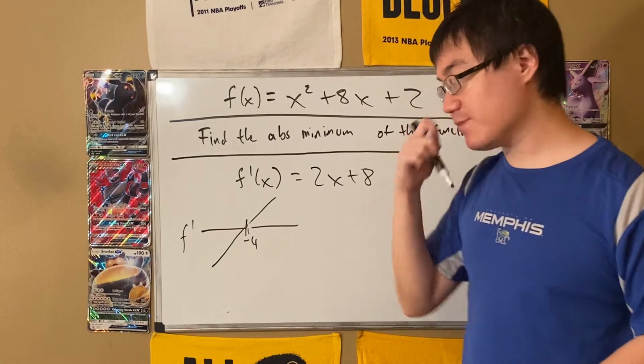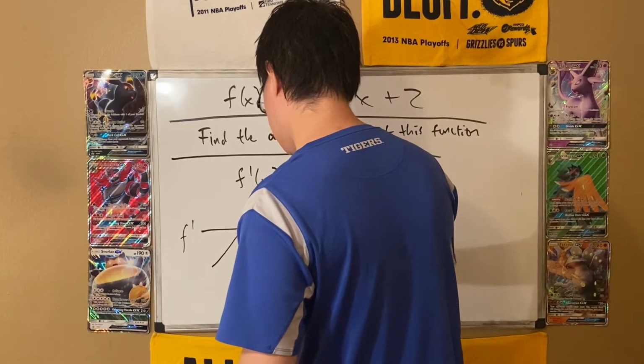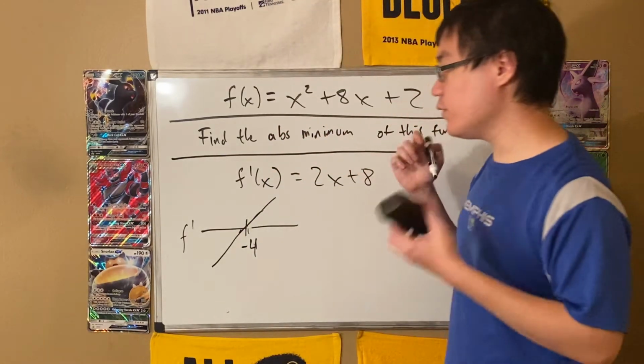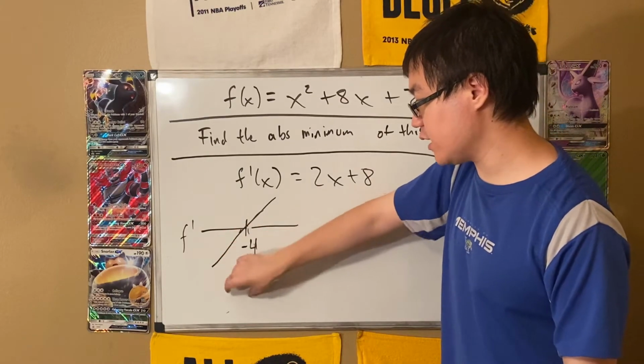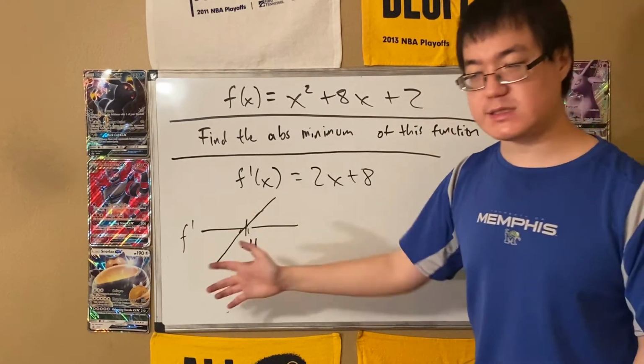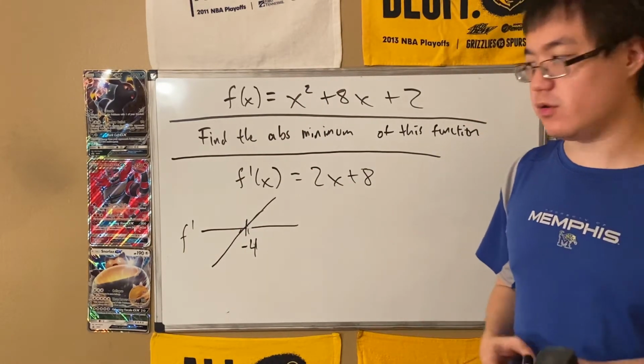And then this is going to be my absolute min. So let's write -4 here. -4. And when you're doing this method, the sign chart has to be this easy. F prime either has to be negative to positive if it's a min, or positive to negative if it's a max. It can't be a parabola or anything like that when you do this question.